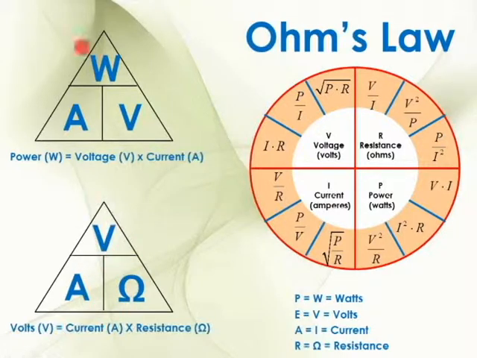So these triangles can be very helpful if you can learn to draw them out for yourself and then learn to use them by covering up the one that you're looking for, and it will tell you what to multiply or divide to get to that answer. So that's Ohm's law, and that's a useful little tool with these triangles to help you get through it. If you can memorize this whole wheel, go for it. But most people don't quite have that much brain space, and if you can do these two triangles, it'll get you through most of it.